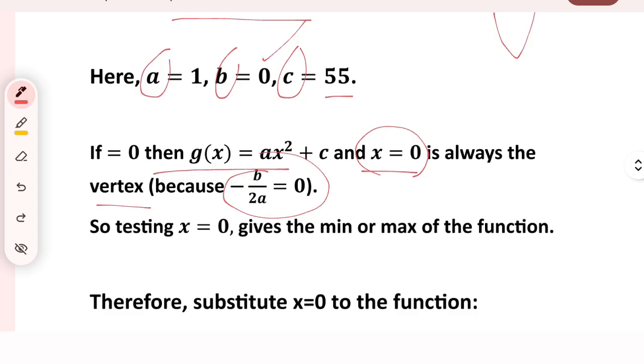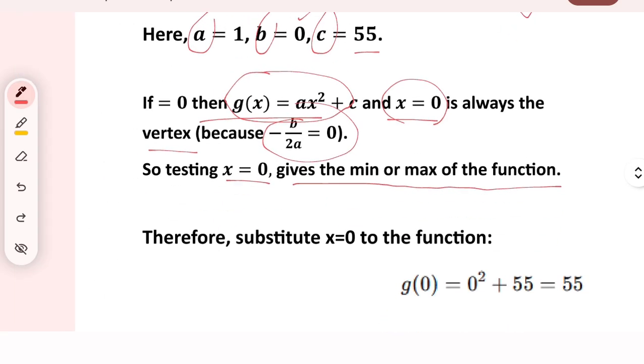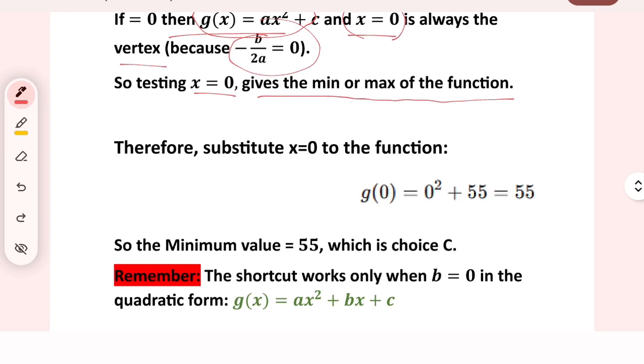All right. So what we will do here is this. We can actually test. We have a function, right? This is our function. What we will do is we will test x equal to 0. That means we will substitute x equal to 0 into the function. It will give us the minimum or maximum of the function, right? So if we substitute x equal to 0 into the function, it will be g of 0 equals 0 squared plus 55. And you see, a value is computed, 55.